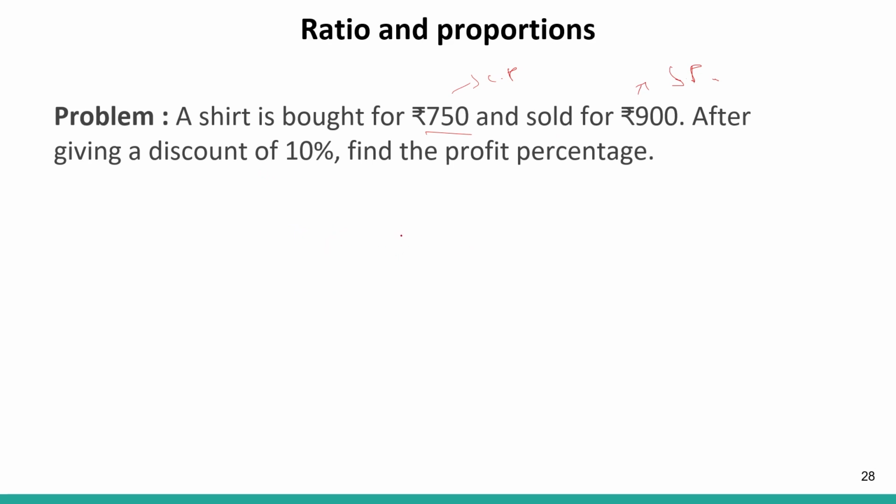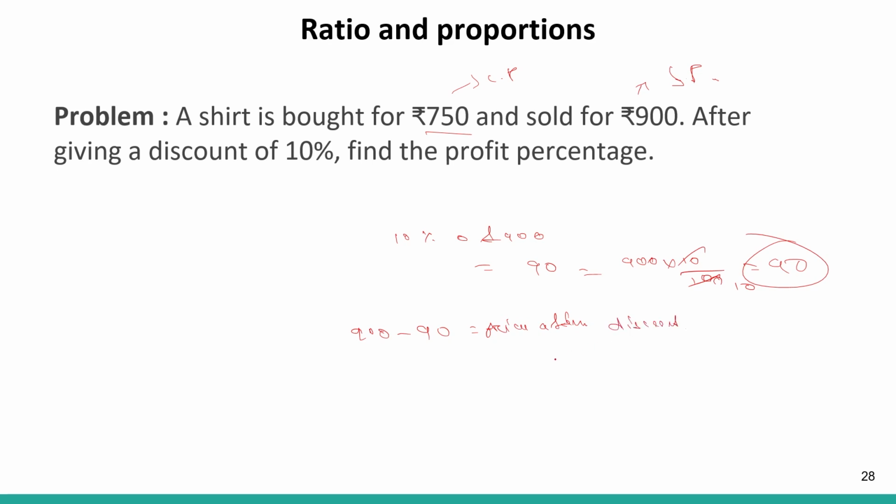The discount is given on the selling price. So 10% of 900 is equal to what? 90, because 900 into 10 by 100 is, sorry, 900 by 10 is equal to 90. Yes, 90 is the correct answer. So 900 minus 90 will give us the price after the discount. So the new selling price is 810, because 900 minus 90 is 810.